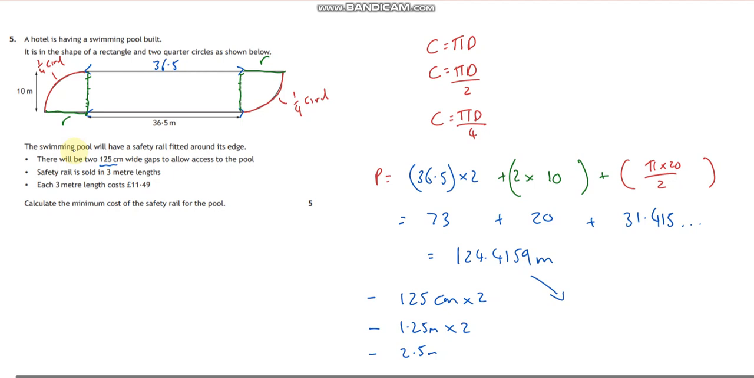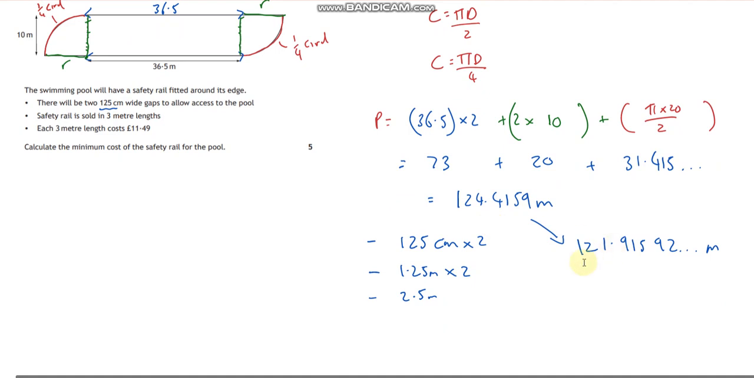I'm going to end up with, take away 2.5, 121.91592, etc., etc. meters. Okay, so I've taken off the rail. And I know that this is also sold in 3 meter lengths. So if I then divide this by 3, that's how many lengths I'm going to need. Okay, so I'll just write what I've done there. So take away the 2.5 meter gap. And now I'm going to divide by 3 because it's sold in 3 meter lengths.